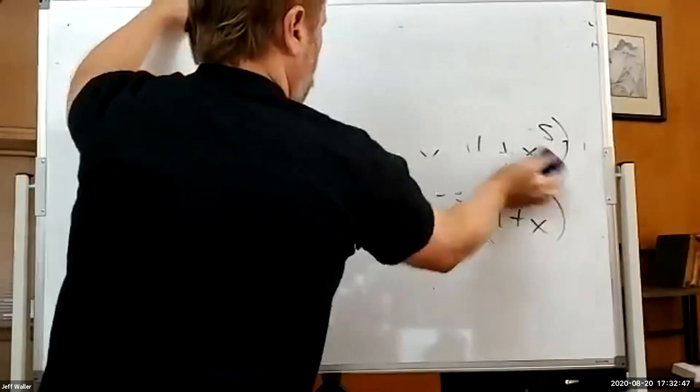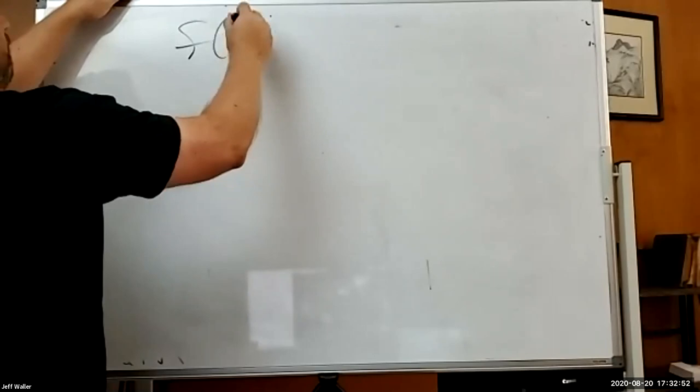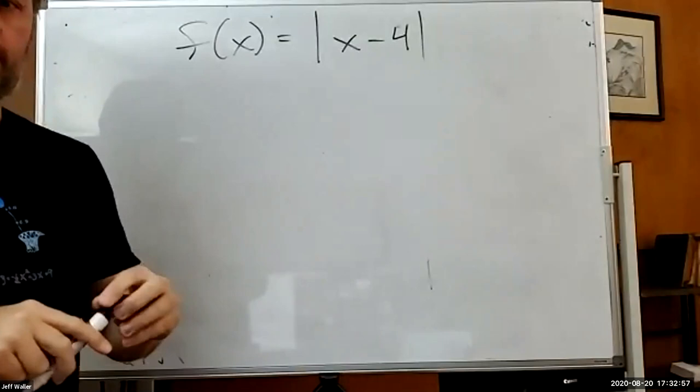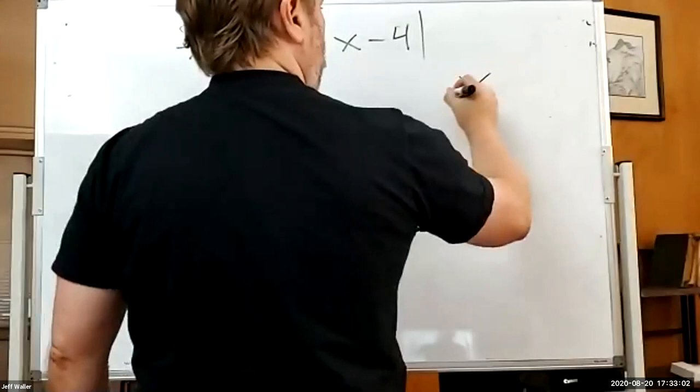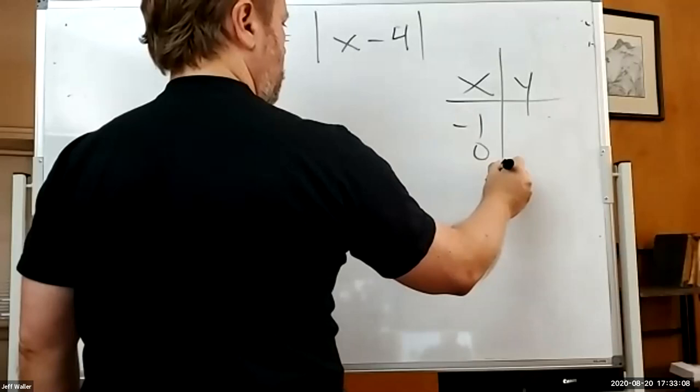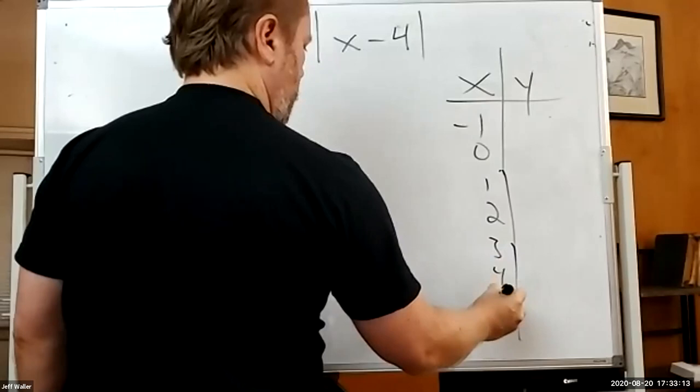So what you could do, if I had, for example, a function, you can start making a little table of values. I like to put in some negatives, some positives. I'm gonna kind of force us to do something. Some of you should be able to see why I want to go this way. So when you put a negative one in, what do you get out?